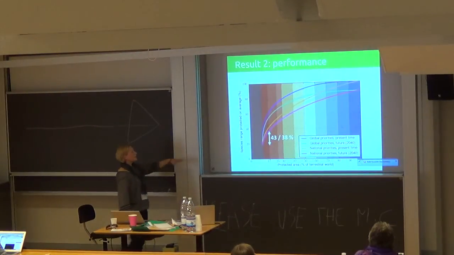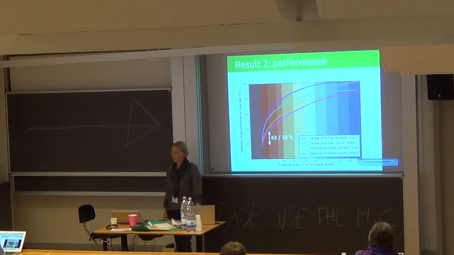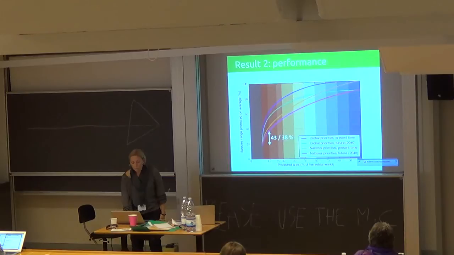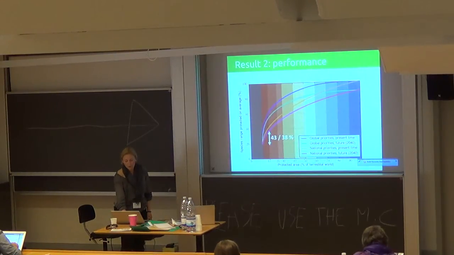And if the planning is made at national scale, then what we are able to reach is really 43% of the current ranges only, or 38% of the future ranges of species with the expansion, in comparison to the 61% that was possible if doing the planning on a global scale.